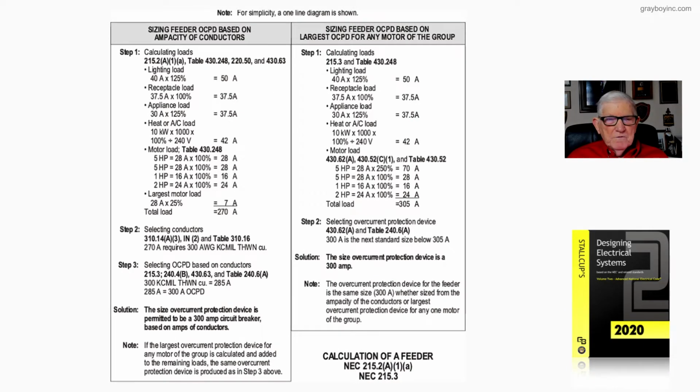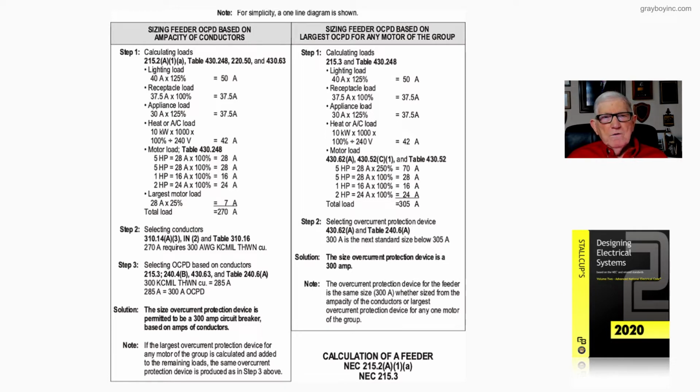Now let's look at figure 15-11B and perform the calculation of the previous diagram that we just reviewed with the loads that that feeder was supplying in that sub panel. Now, step one, we're going to apply and calculate sizing the feeder overcurrent device based upon the ampacity of the conductors. Now, make note of that.